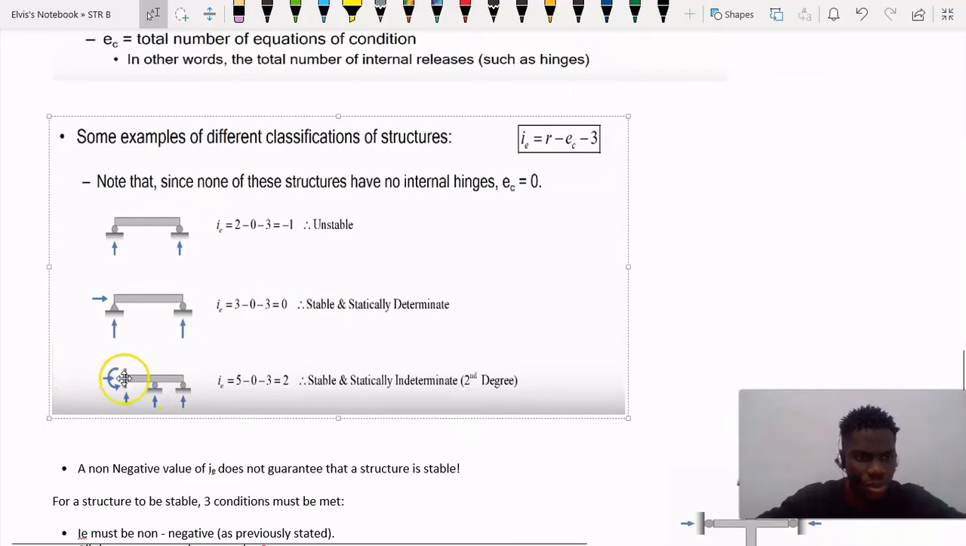Now, guys, if you take a look at the last structure, we are going to find out that we have 5 unknown forces, right? So this is going to be 5 minus 0 minus 3. This is equal to 2, right?